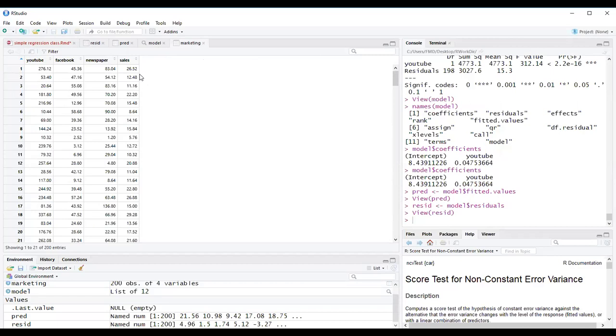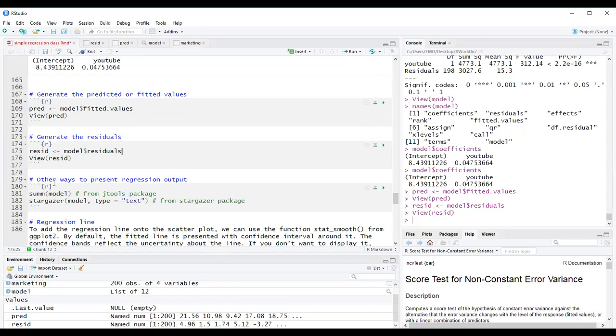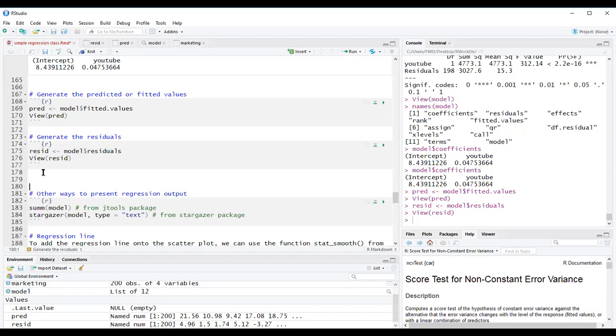Okay. So what was our regression model? 8.44 plus 0.048 times YouTube, right? So for a sales of 26.52, for YouTube equal to 276.12, what's the predicted value? Get it, guys? Let's write it here.